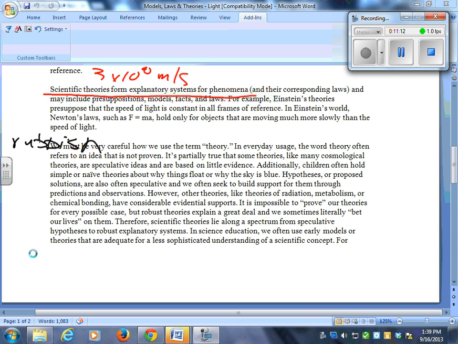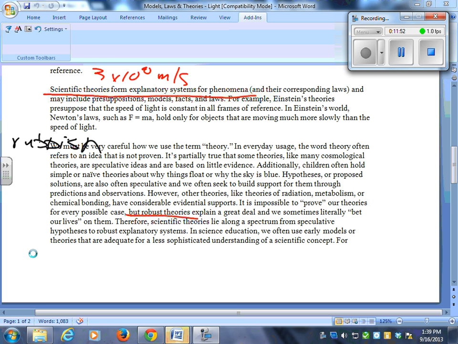Hypotheses or proposed solutions are often speculative, and we often seek to build support for them through predictions and observations. However, other theories, like theories of radiation, metabolism, or chemical bonding, have considerable evidential support. Chemical bonding is a theory. A pretty darn good one. Okay? It is impossible to prove our theories for every possible case. But robust theories explain a great deal, and we sometimes literally bet our lives on them. Therefore, scientific theories lie along a spectrum from speculative hypotheses to robust explanatory systems.